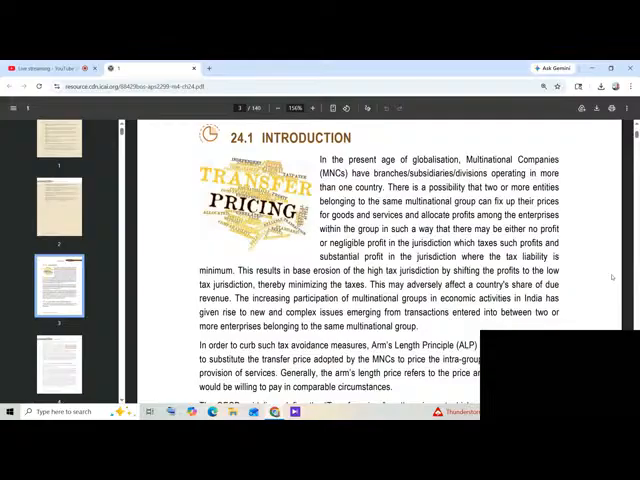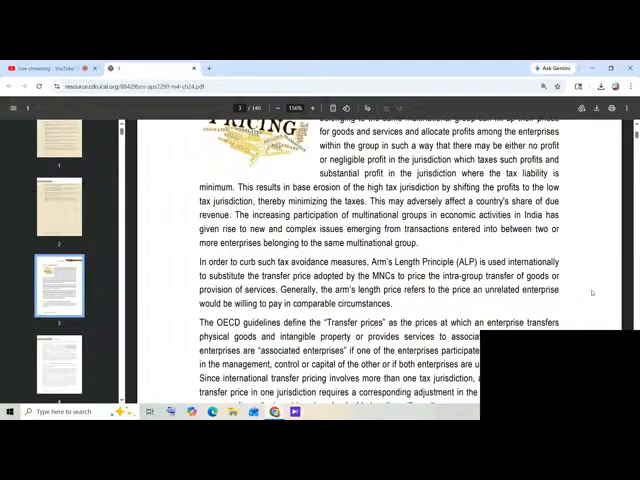There is a possibility that two or more entities belonging to the same multinational group can fix up their prices for goods and services and allocate profits among the enterprises within the group in such a way that there may be either no profit or negligible profit in the jurisdiction which taxes such profits and substantial profit in the jurisdiction where the tax liability is minimum. This results in base erosion of the high tax jurisdiction by shifting the profits to the low tax jurisdiction, thereby minimizing the taxes. This may adversely affect a country's share of due revenue.